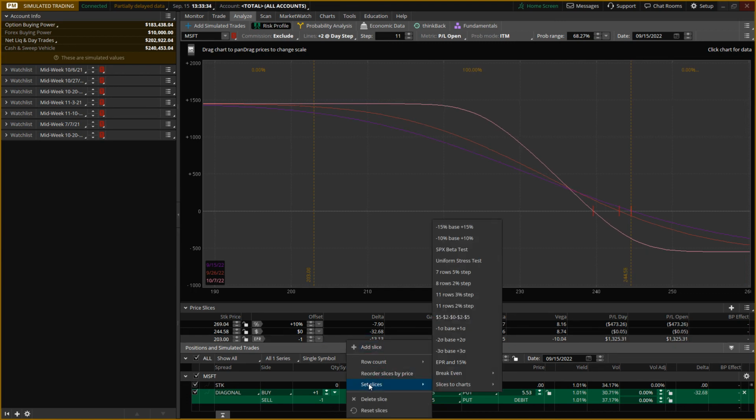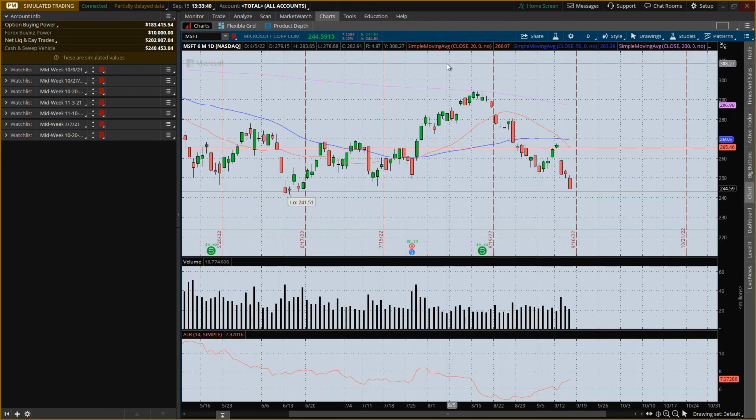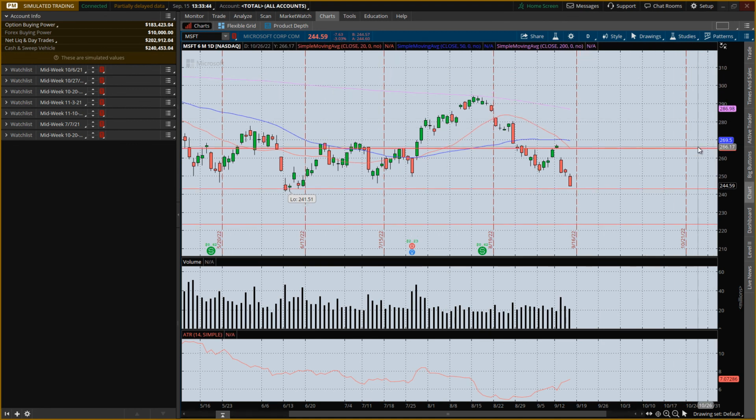Last thing I'm going to do, I guess I already did, is slices to chart. Boom. And then we go back to it, and they're already there. One thing I will add: once you put them to the chart, they're just kind of there. So if you manipulate things, you want to delete these first. So delete them off the chart because these won't move. These are going to be the ones that we set. So it's pretty easy to do.